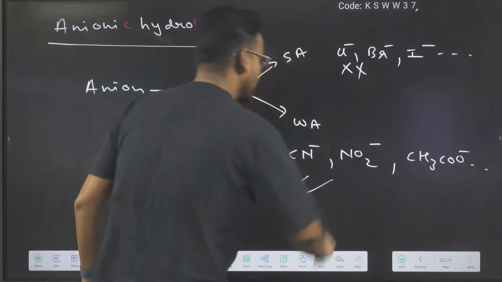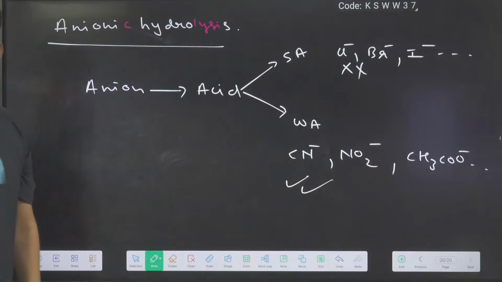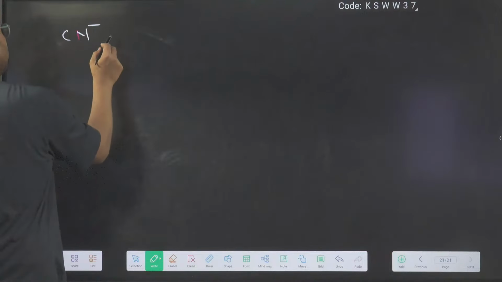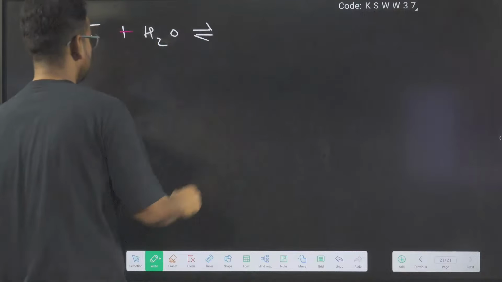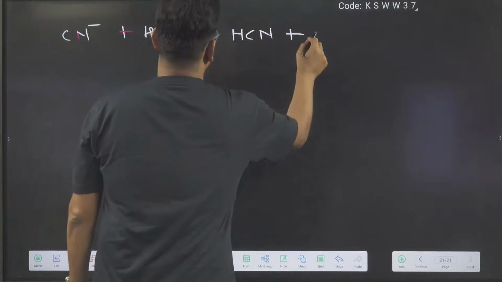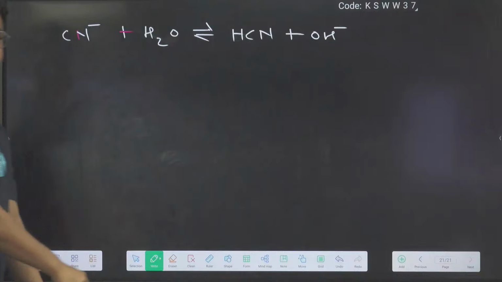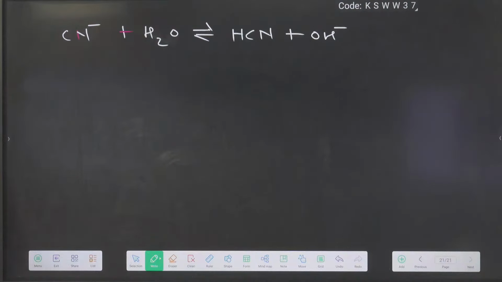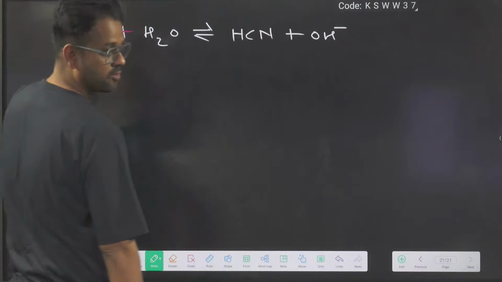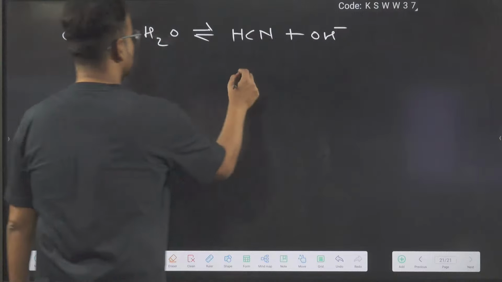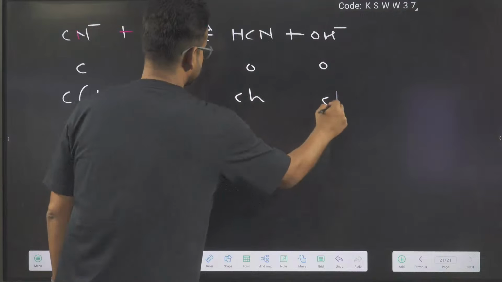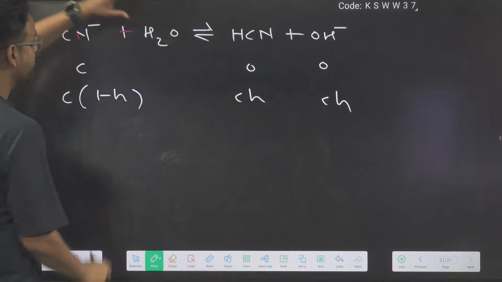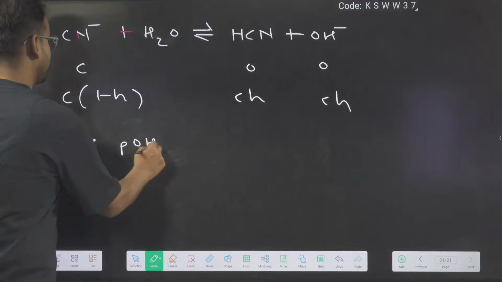These anions will undergo hydrolysis, and they will behave like a weak monoacidic base. Just as CN minus, if you dissolve it in water, will give you HCN plus OH minus. This is how it takes up H plus from water. And once again, the same old story will continue, and this will behave like a weak monoacidic base.